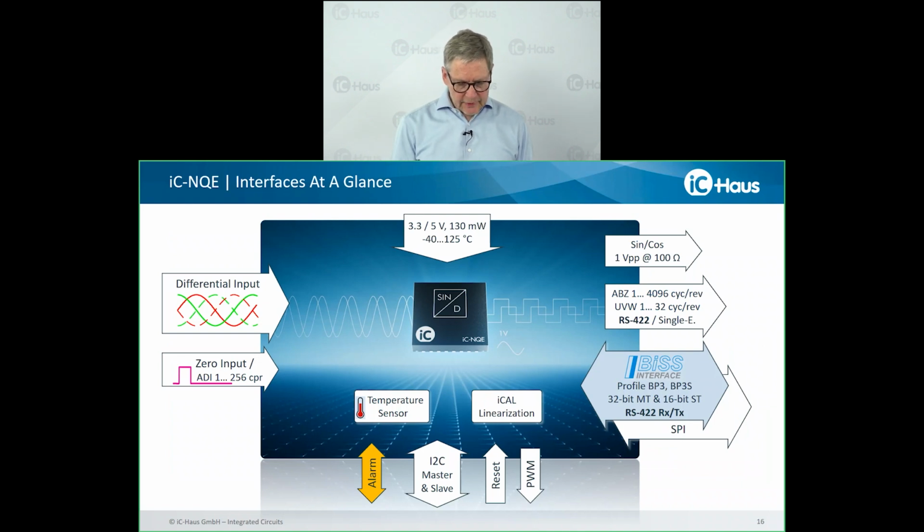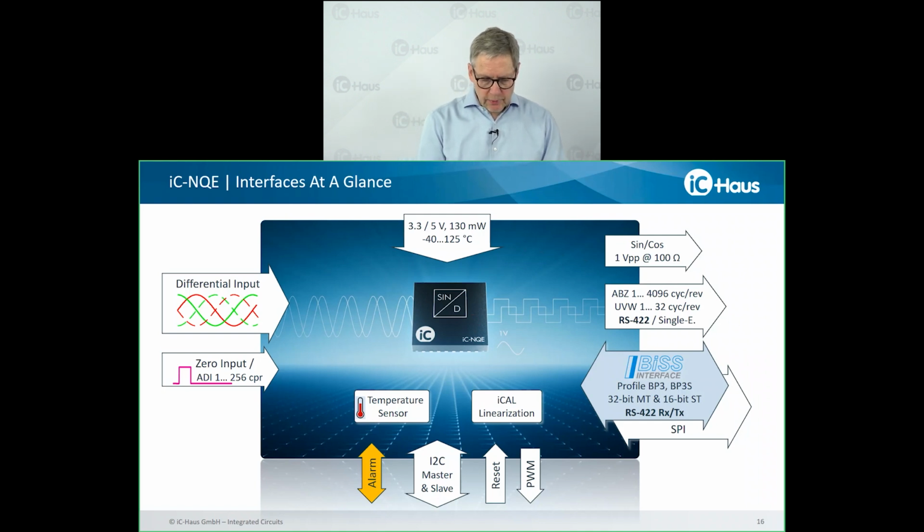Let's take a closer look at the iC-NQE. What are the news? Well, the device runs off 3.3 and 5 volt at a reasonable power consumption. The resolution is higher, we reach 16 bits. Accuracy has been improved, allowing an INL down to 0.02 degrees per input cycle, of course. And the device is faster, so that linear applications can benefit from higher travel speeds. But let me jump to the output interfaces here on the right.